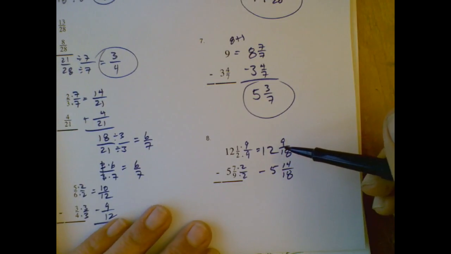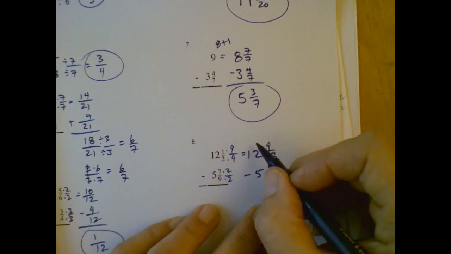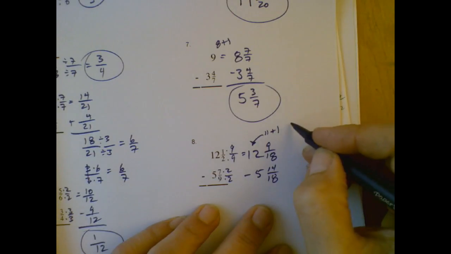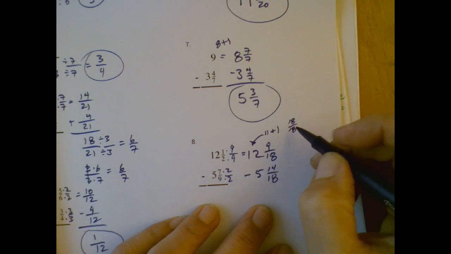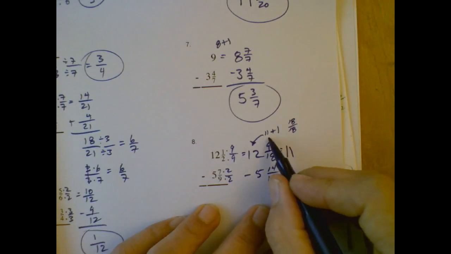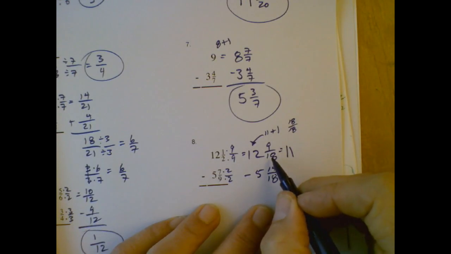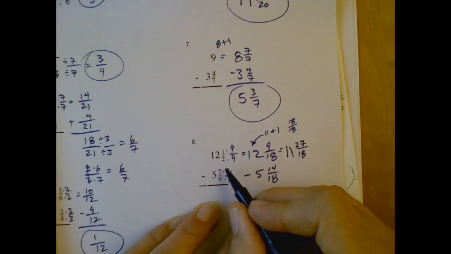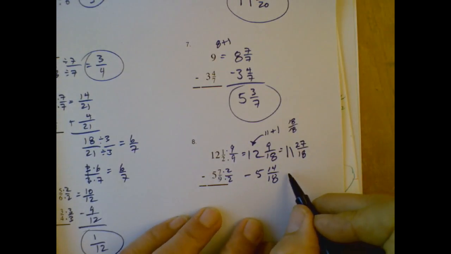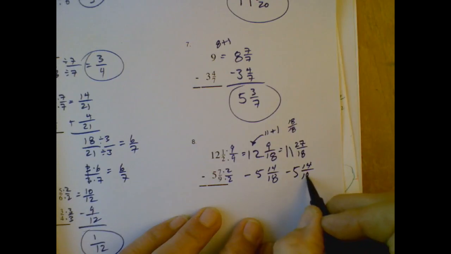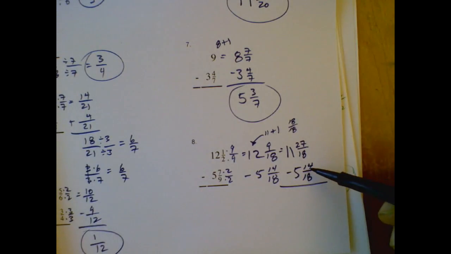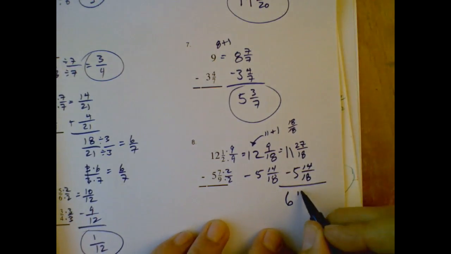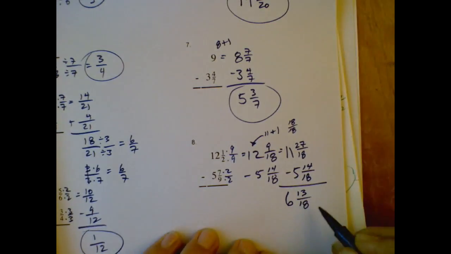No, I can't. So that means I'm going to have to borrow from the 12. So the 12 is going to become 11 plus 1. And I'm going to write my 1 as 18/18. So this becomes 11, and I have 18/18 and 9/18. Together, that becomes 27/18. So 12 and 1/2 is the same thing as 11 and 27/18, minus 5 and 14/18. Now I can take 14 away from 27. 11 minus 5 is 6. 27 minus 14 is 13/18. Done.